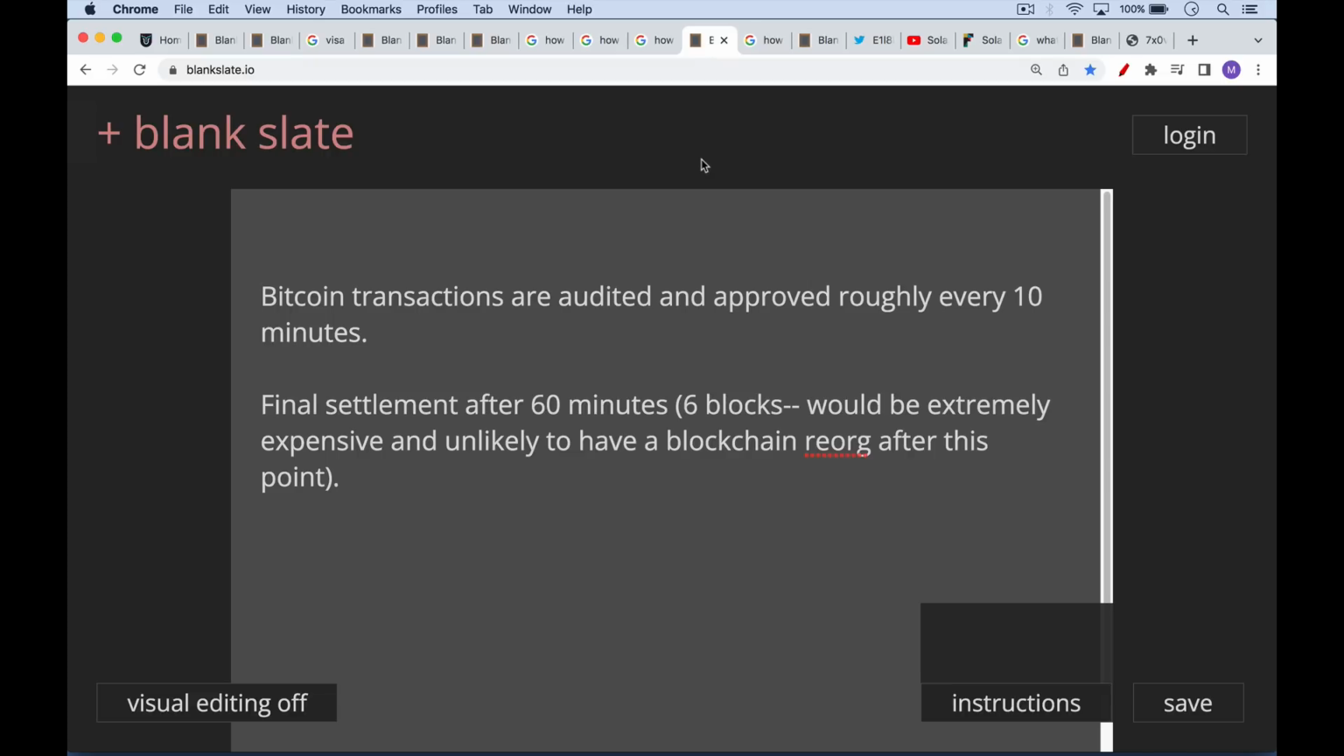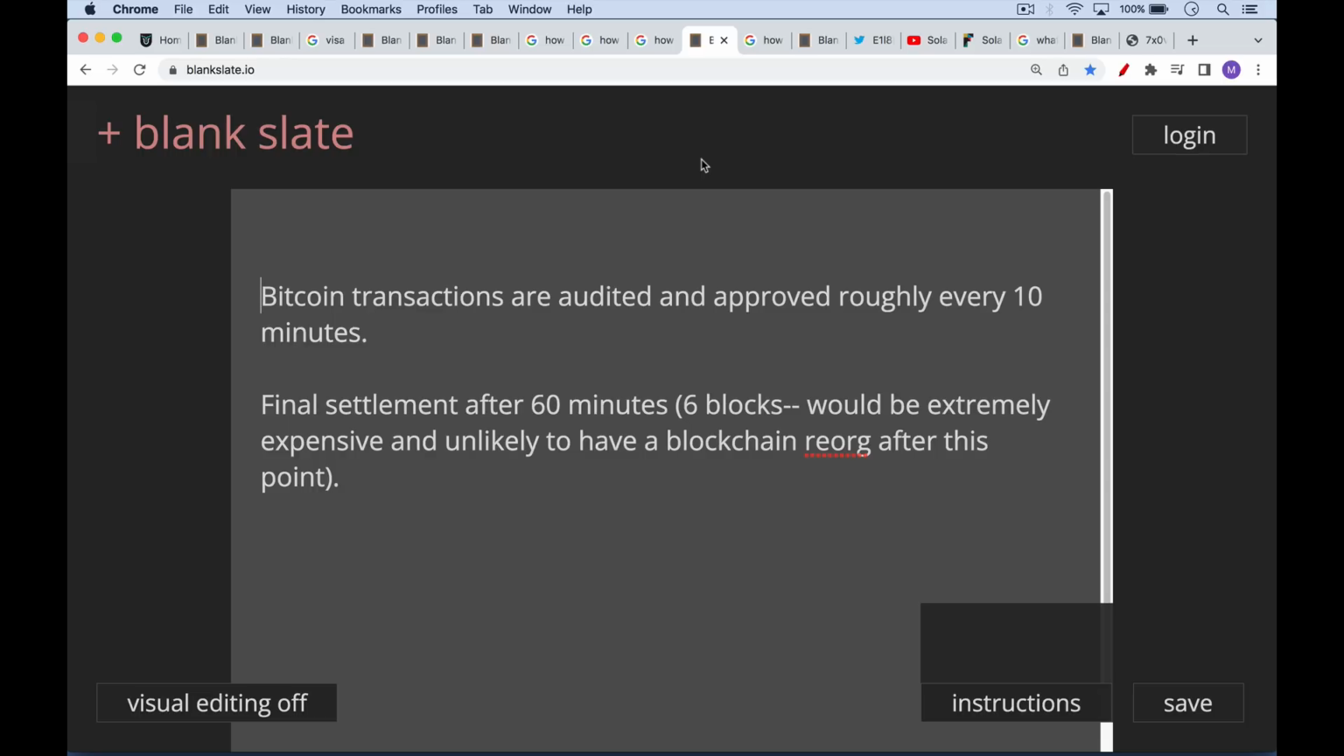So if you think about it, Bitcoin handles this in a much, much more efficient way. Bitcoin transactions are audited and approved roughly every 10 minutes. You certainly don't need as many people involved. It's mostly computers, and it's all algorithmically done. You can say that final settlement occurs on the Bitcoin blockchain after about 6 blocks, which is roughly 60 minutes. At that point, even if you're sending $1 billion, it's very unlikely that the transaction would be reversed if there was some sort of blockchain reorganization.